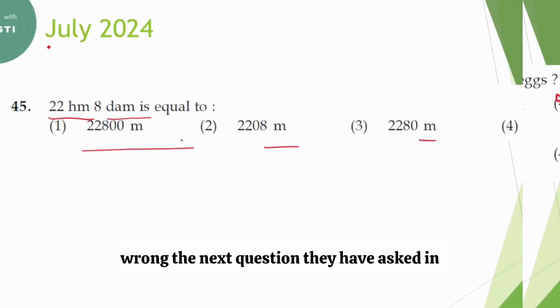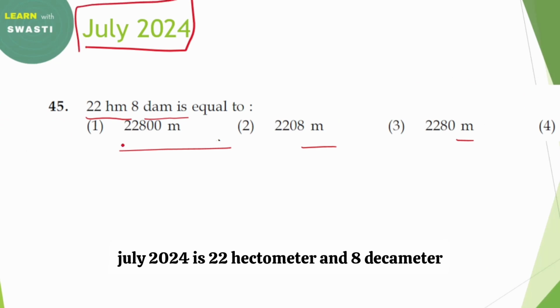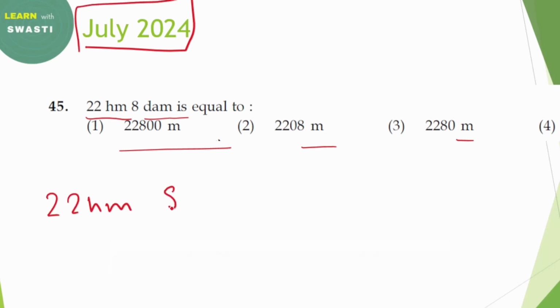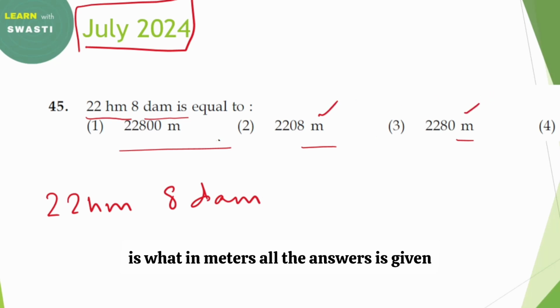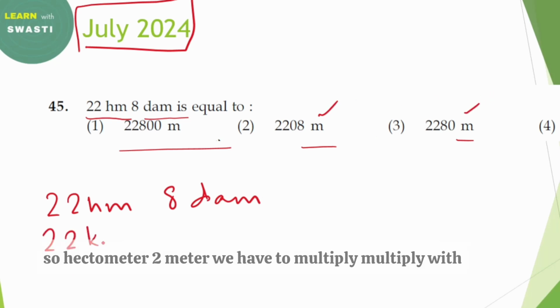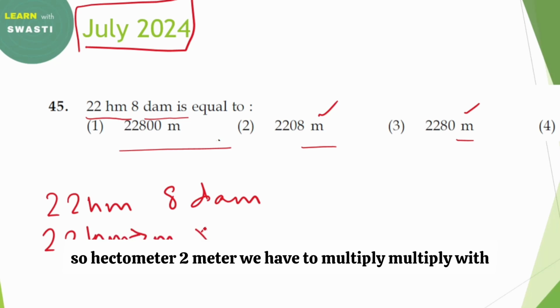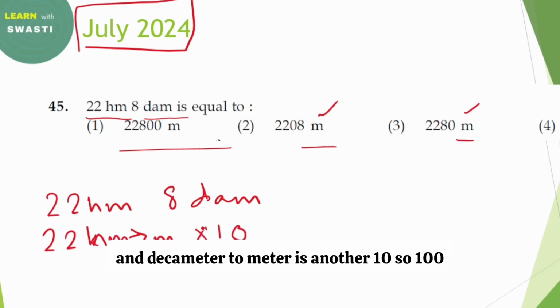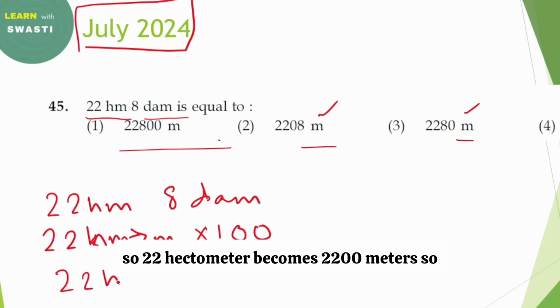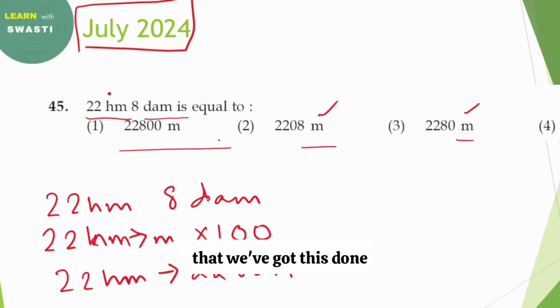The next question they have asked in July 2024 is 22 hectometer and 8 decameter is what in meters? All the answers are given in meters. So let's convert from 22 hectometer. So hectometer to meter we have to multiply. Multiply with what? Hectometer to decameter is 10 and decameter to meter is another 10, so 100. So 22 hectometer becomes 2200 meters. So that we have got this done.